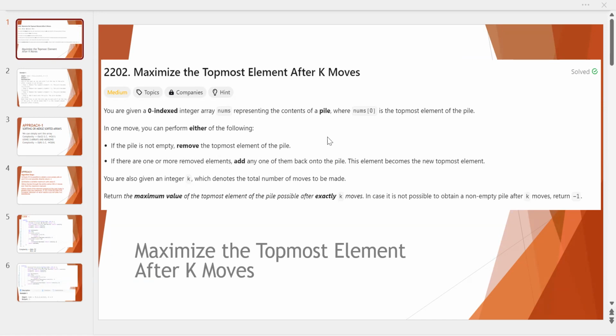You are also given an integer k, which denotes the total number of moves that we need to make. Return the maximum value of the topmost element of the pile, possibly after exactly k moves. In case it is not possible to obtain a non-empty pile after k moves, then we will return -1. So let us understand the question with the help of an example.